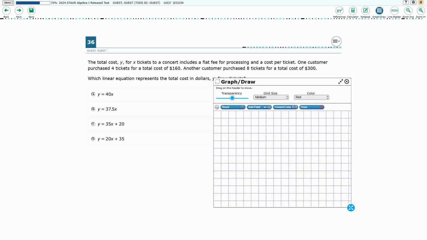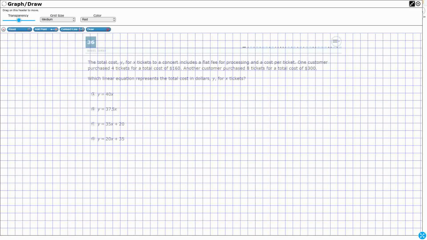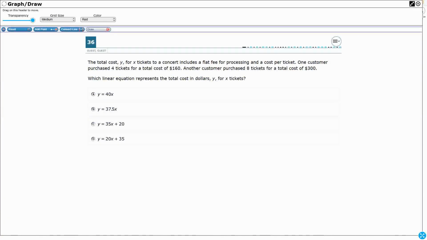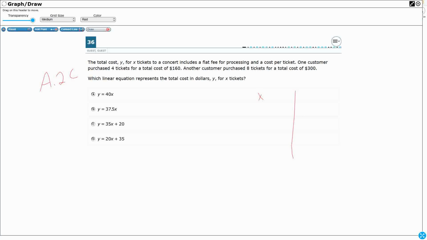For number 36, we are writing linear equations. This is standard 8.2c. And we have the cost y for x tickets. I'm just going to make a little table here. They're already defining the variables within the first few words here. So x tickets, y cost. Let's use this to kind of organize what we have.